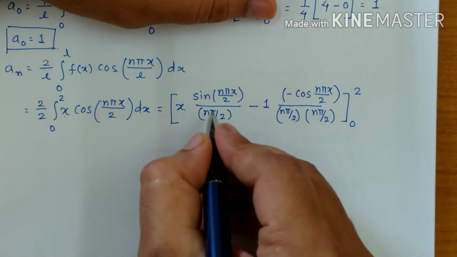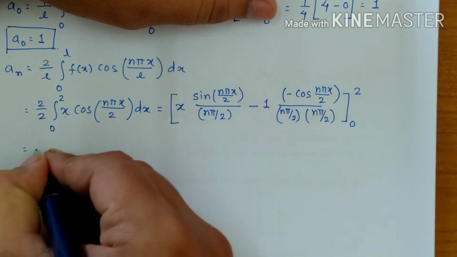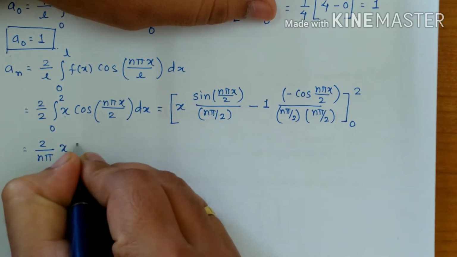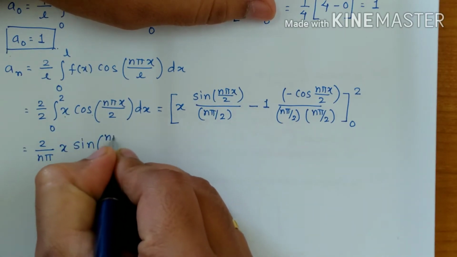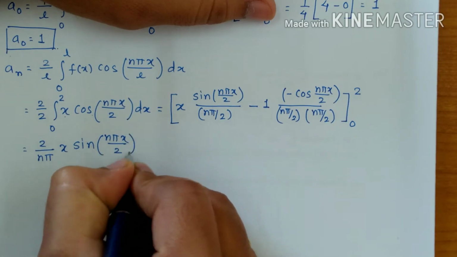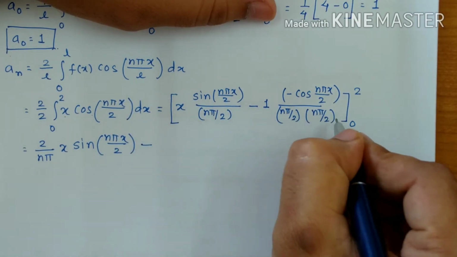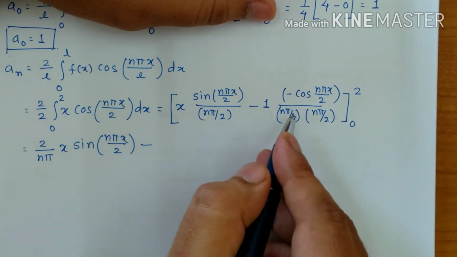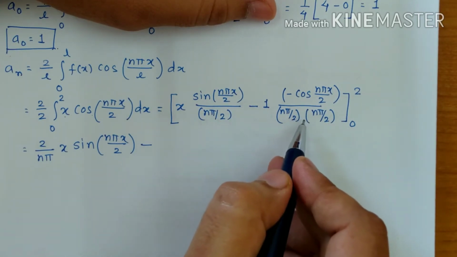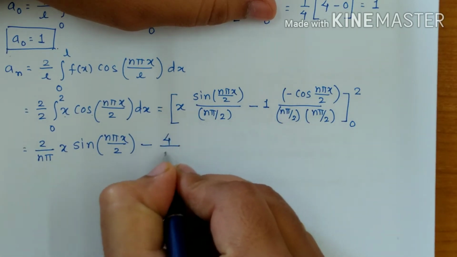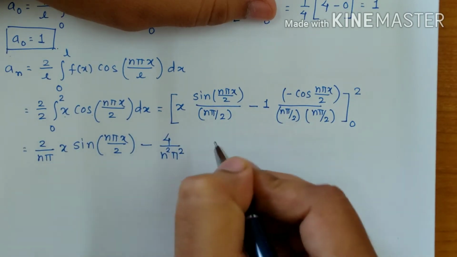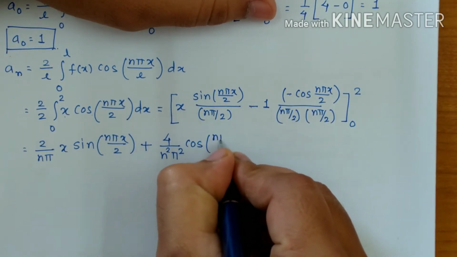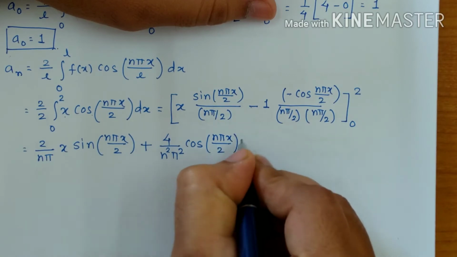Okay, now we'll simplify this and then substitute the upper and lower limits. So we have 2 upon n pi into x into sine n pi x divided by 2. N pi by 2 into n pi by 2 becomes n square pi square upon 2 square, that is 4. But this term is in denominator, taking it in the numerator we get 4 upon n square pi square. Now this minus and minus become plus into cos n pi x divided by 2.